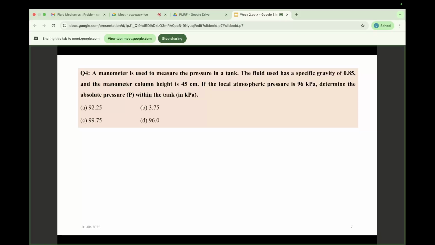So it's almost a similar question compared to the previous one. So here, a manometer. Specific gravity is a non-dimensional form of density, or it is known as relative density. So another term for specific gravity is relative density. That means density of any liquid divided by density of water. In this question, the fluid used has a specific gravity of 0.85. That means its actual density is 0.85 into 1000.